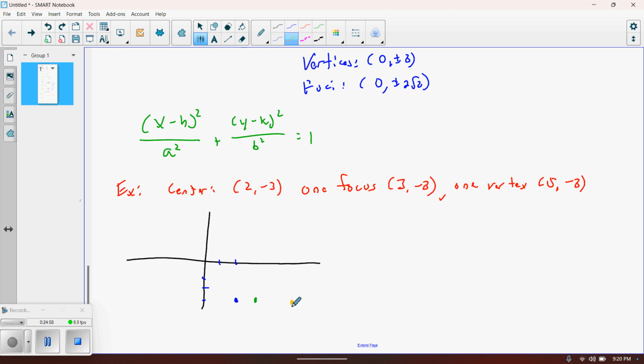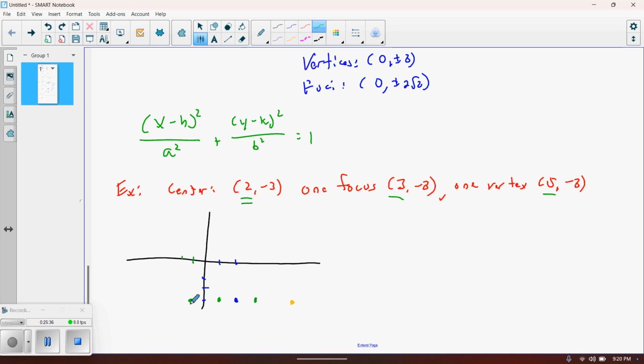So by symmetry, the other focus has to be, well, let's see, from 2 to 3 is one space. So it's got to be one space in the other direction from the center. So the other focus has to be here. And then again, by symmetry, we're going from 2 to 5, which is 3 spaces. So it's got to be 3 spaces to the left. So 1, 2, 3, we're way back here. 1, 2, 3, I actually made that too far. It should be right about there.